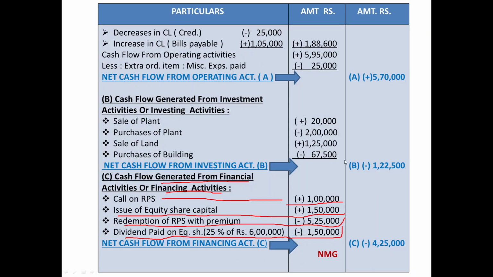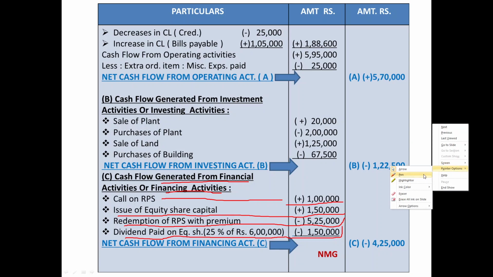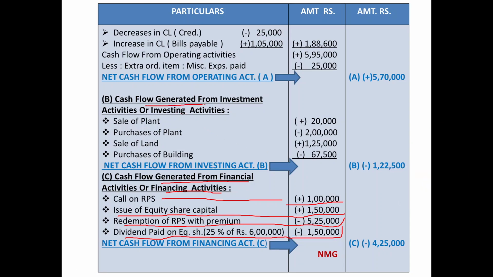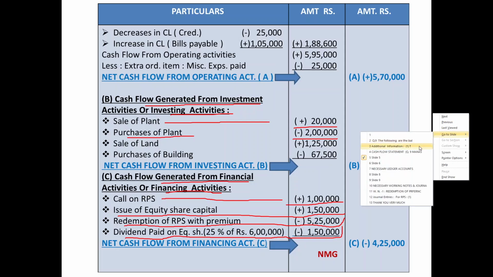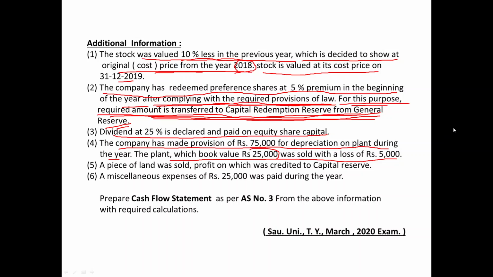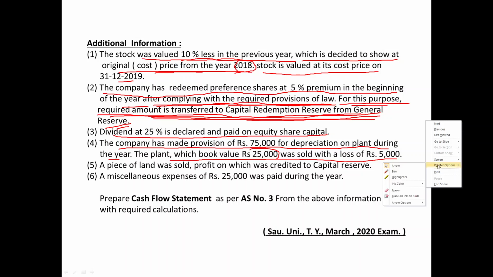Now title B, one is purchases, another is sale related with plant. Title B, cash flow generated from investment or investing activities. Sale of plant plus 20,000. Purchases of plant minus 2 lakhs. So this was related with the plant. 2 points have been given in point number 4 related with plant only. One was depreciation and then afterwards the transaction of sale. We gave the posting. We close the account, we find out the balancing figure, and then we give the impact in the cash flow statement also.